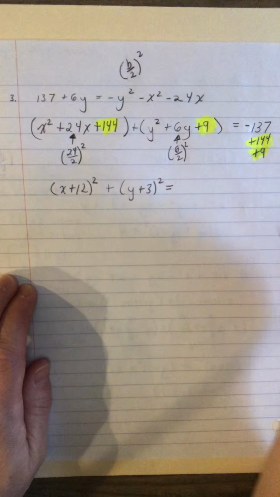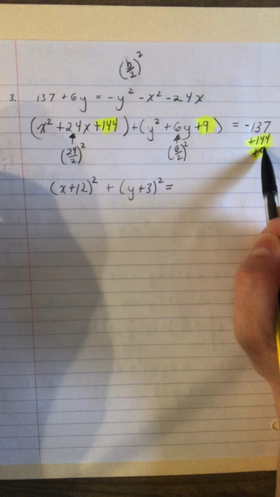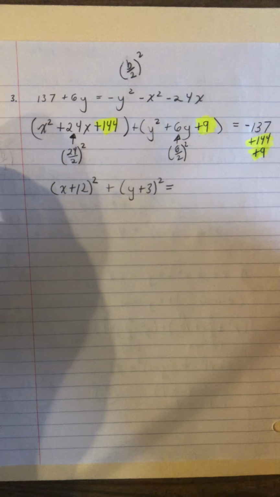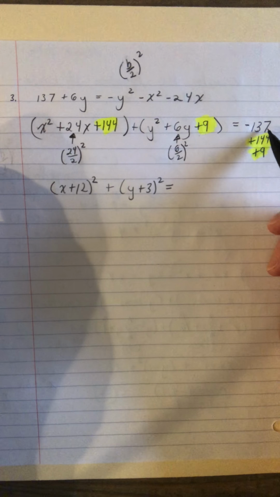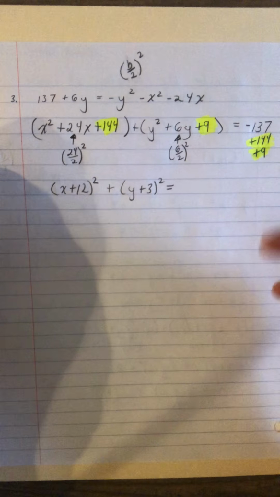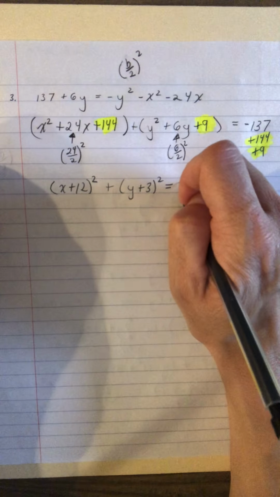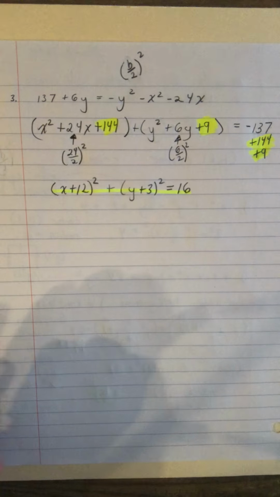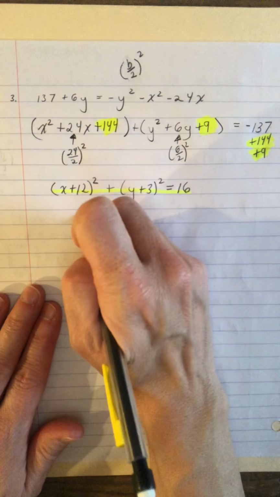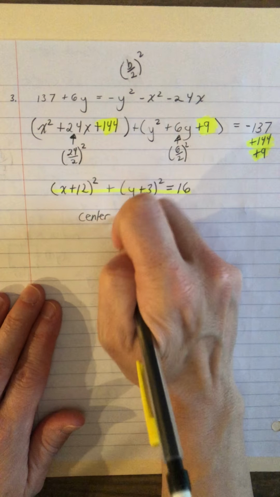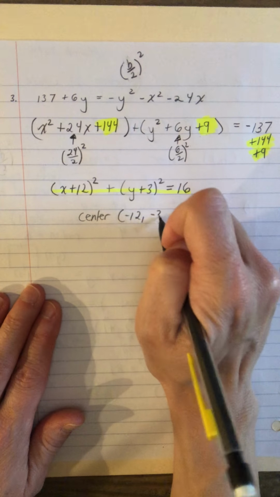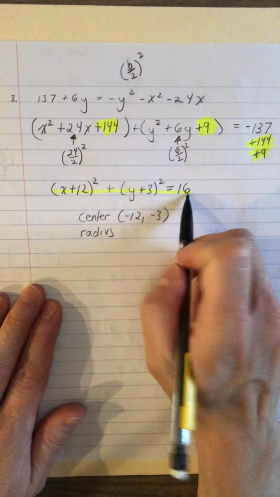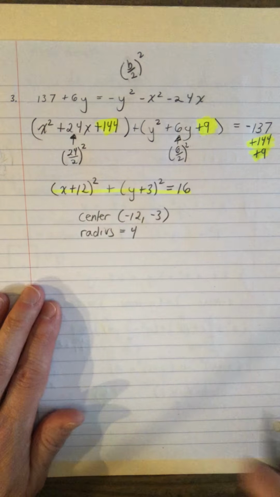And let's add our other side. Negative 137 plus 144 plus 9. So what am I getting when I add this, guys? Positive 7 plus 9 is 16. Now here I have the equation of my circle in standard form. So I know my center is negative 12, negative 3, and I know my radius is the square root of 16, which is equivalent to 4.